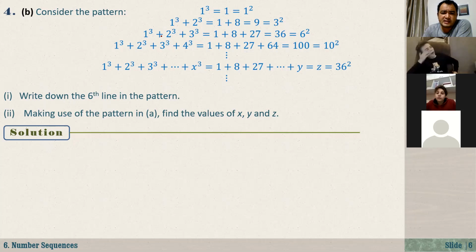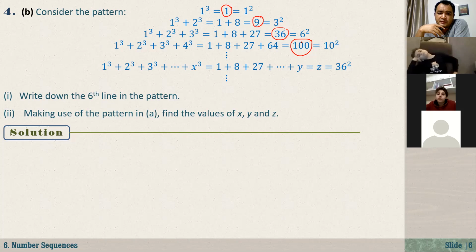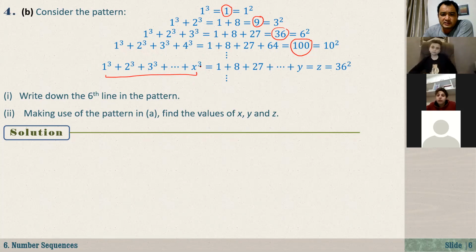And if you notice here, the sum of the cubes of the numbers here is always a square number. 9 is a square number, 36 is a square number, until 4 cubed. And again, here we have 100, it is a square number. Now from here, what conclusion can we draw? That means that the sum of the cubes of the first n natural numbers is always a square number. Now, how about if we have some numbers until x, and if we evaluate this, here we have x cubed, that's equal to y here, and this sum is equal to z. So that's equal to 36 squared.